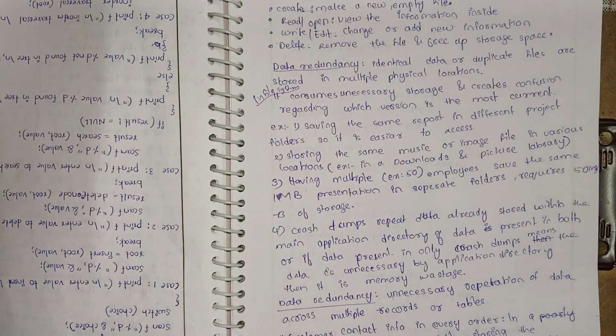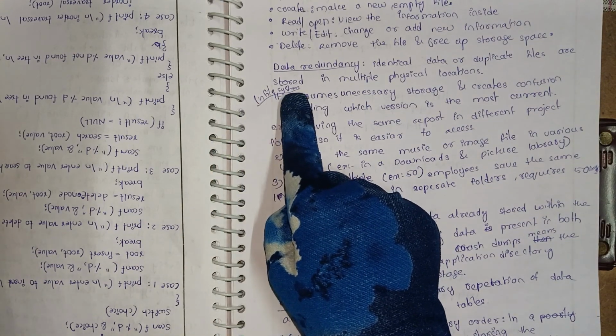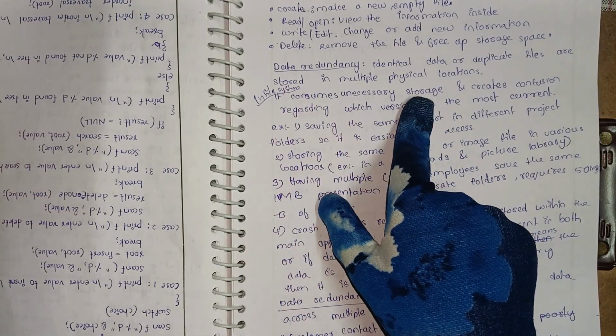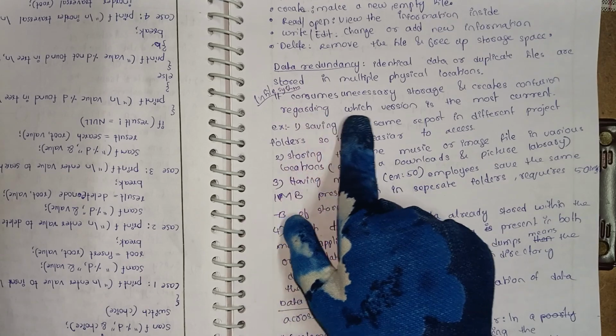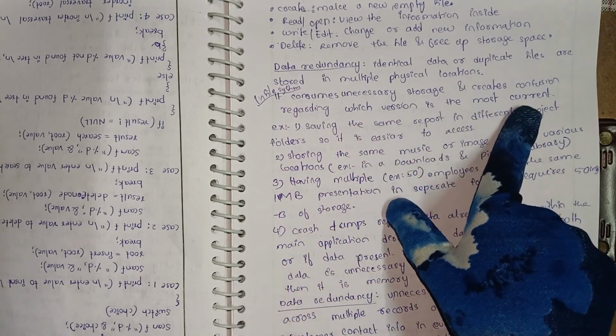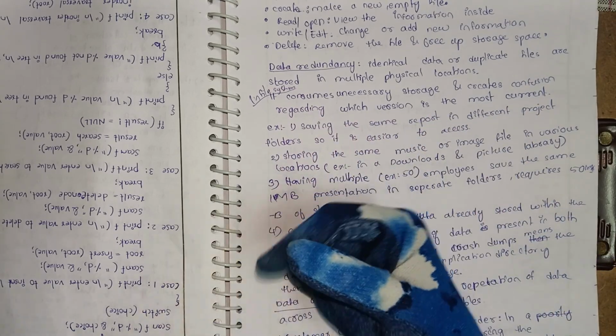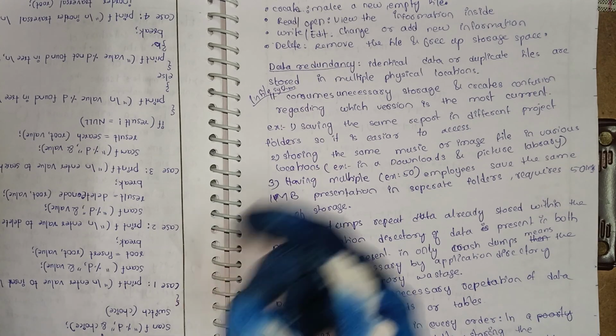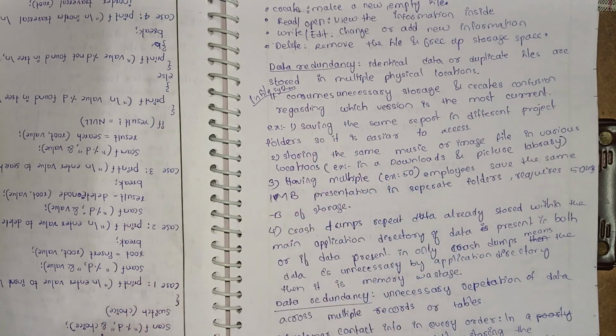In the DBMS it will be different. In a file system, redundancy consumes unnecessary storage and creates confusion regarding which version is the most current. So we will be confused about which version of the file is the most current, and unnecessary storage will be consumed.